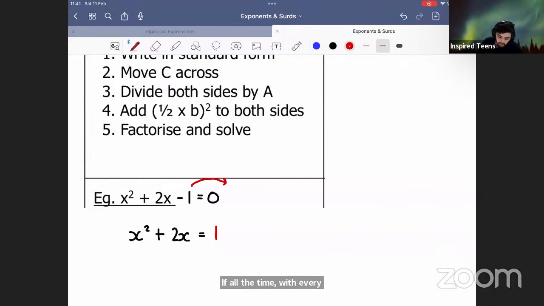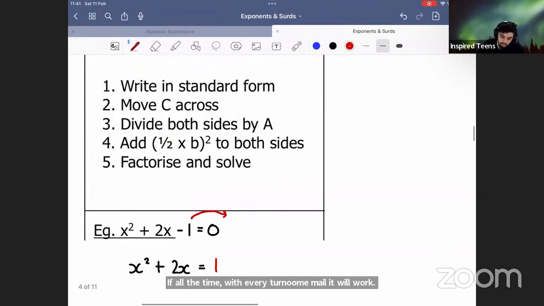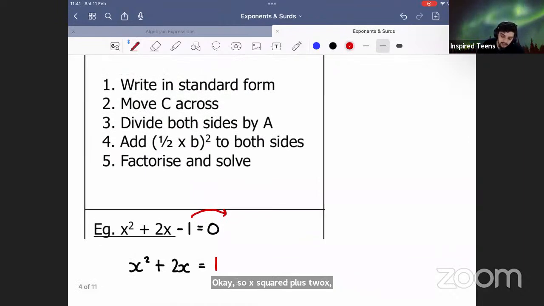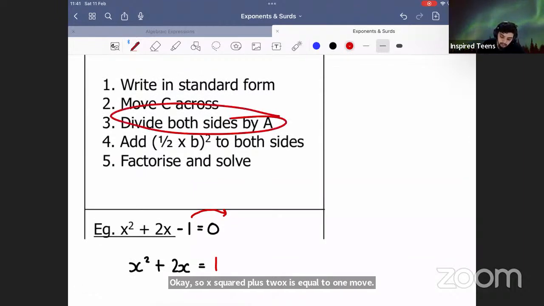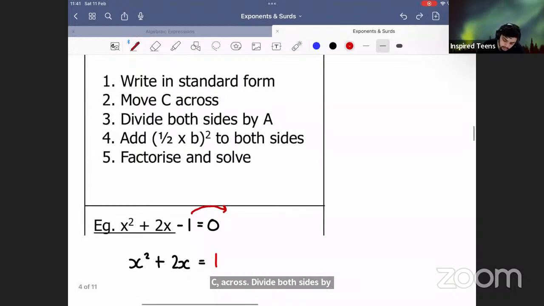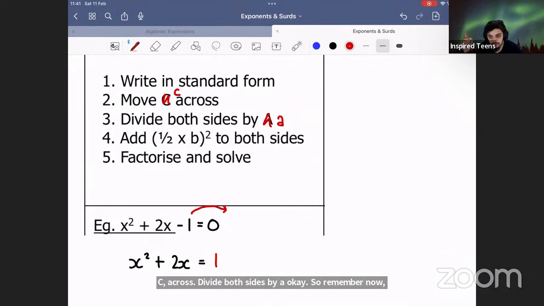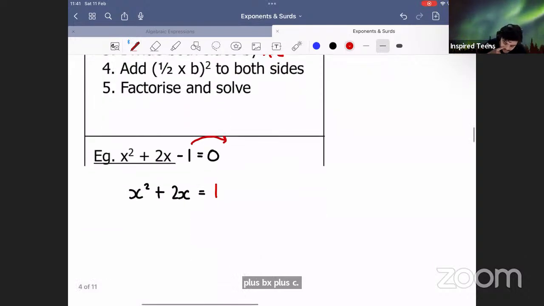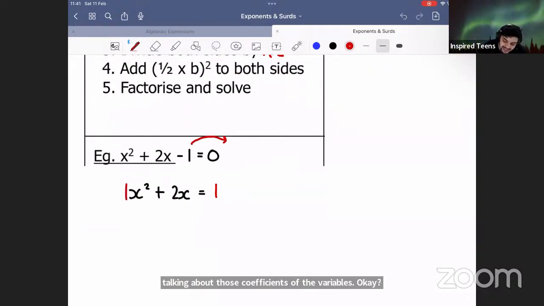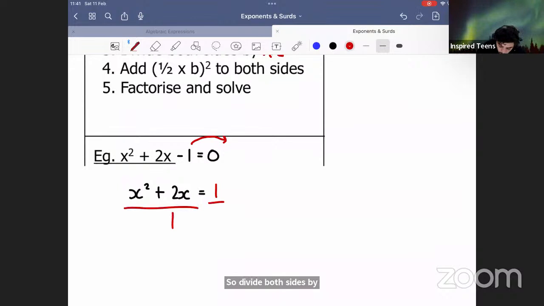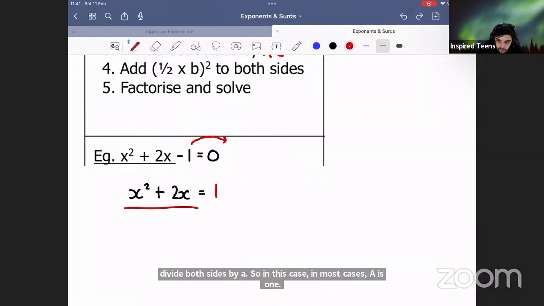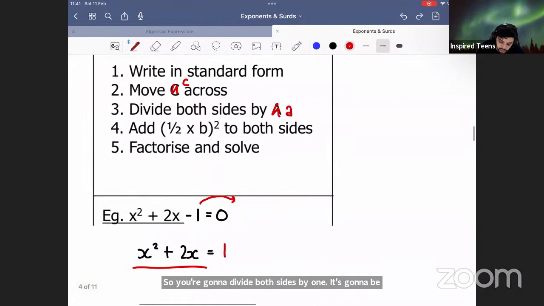Okay, so x squared plus 2x is equal to 1. Move c across. Divide both sides by a. So remember, now they're talking about a and c, as in ax squared plus bx plus c. They're talking about those coefficients of the variables. So divide both sides by a. In most cases, a is 1. So you're going to divide both sides by 1. It's going to be the same thing. But that's just a step you must ensure to do.